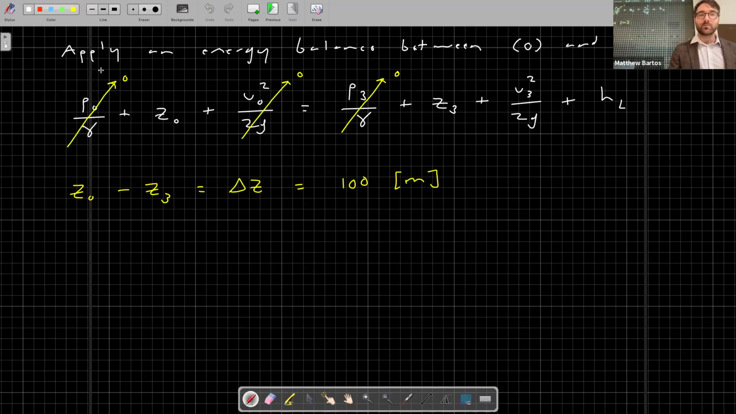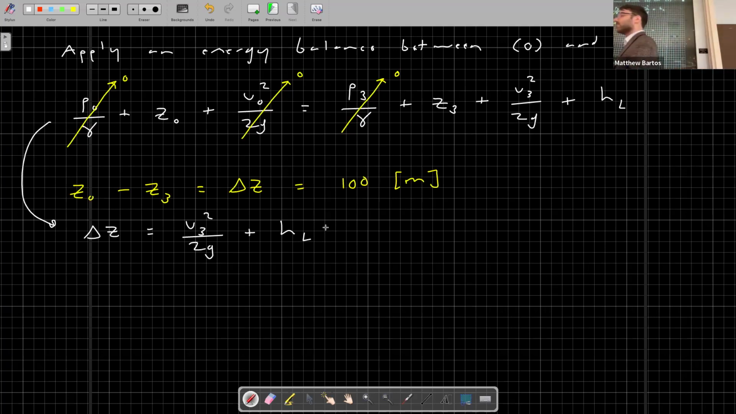So we can rewrite this first equation as delta Z is equal to U3 squared divided by 2g plus the head losses. Okay, there's one more simplification we can make so that we don't have to keep track of multiple different velocity variables.